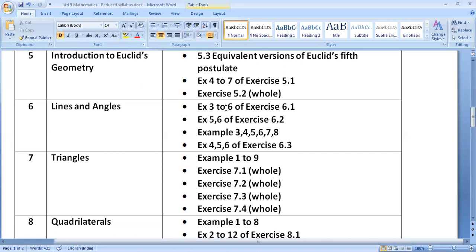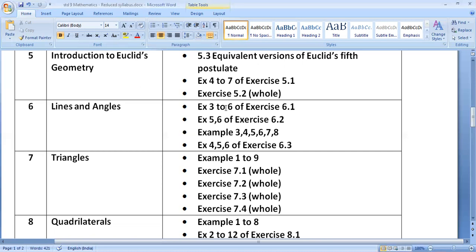Means the proof is not necessary, but you have to understand the statement of the theorem, so you can answer the questions which must be asked in the examination. So you have to understand 6.3, 6.4, 6.5 and 6.6. Only the statement you have to understand clearly. Theorem 6.1 and 6.2, along with the proof, you have to prepare.